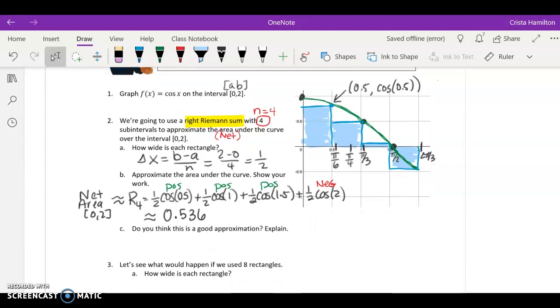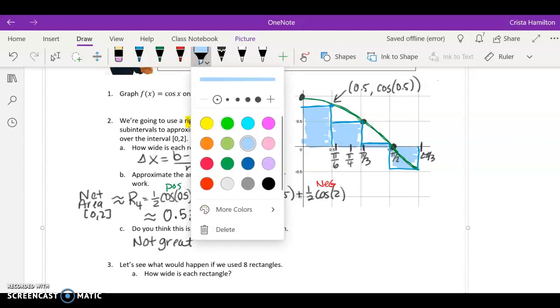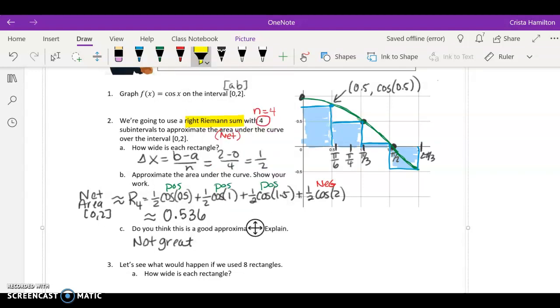So that gives us an approximation of the net area using 4 rectangles. Do we think this is a good approximation? I do hope that you would look at this and say, hey, this is not a great approximation. If we look up here at our curve, and I'll just put this in yellow right now, there's all of this unused area under the curve here, which means that we don't have enough area in our approximation. And also, this part right here is too much being taken away.